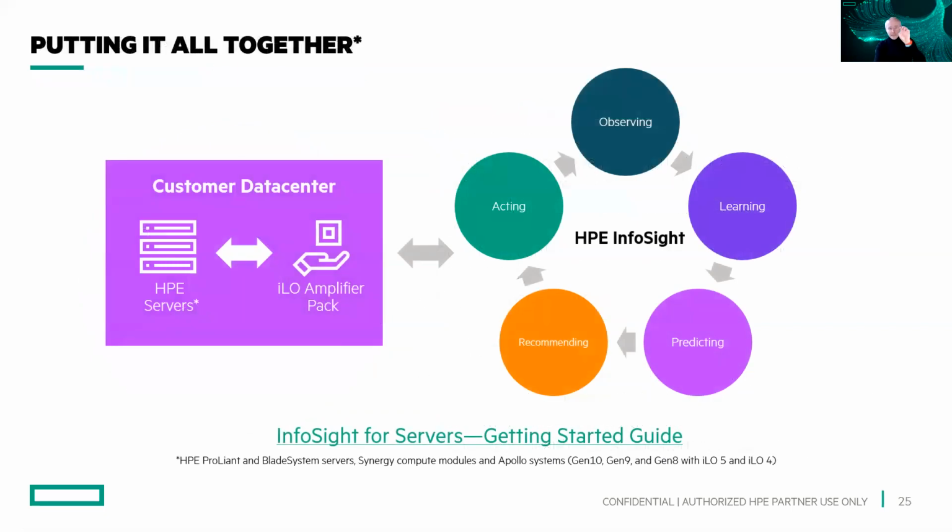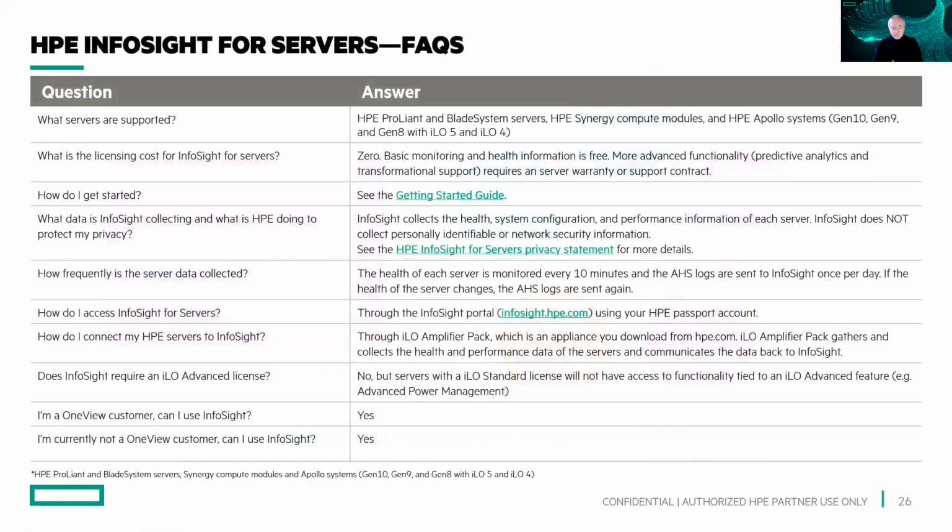And so AHS from the servers goes through the ILO Amplifier Pack, which is a free tool, by the way. It's just a little virtual machine that you need to deploy somewhere on any hypervisor. It collects all the data, and then it acts as an aggregator to send all the data to the InfoSight database. By the way, there's a getting started guide available if you want to get started with this. If you cannot find it yet, please let me know. Just Google it. You will find it anyway.